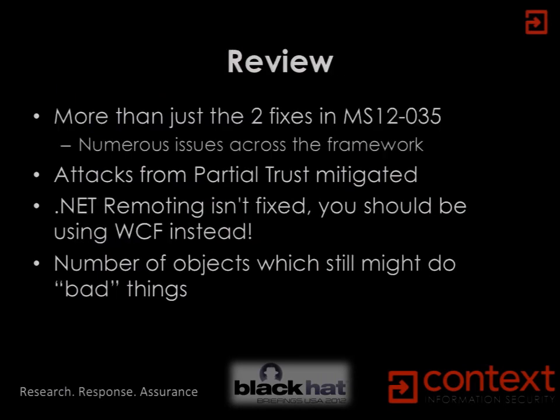So there was a lot more to the bulletin release than was actually just posted in the CVEs. There were only 2 CVEs in it, but there were actually quite a few different fixes implemented in that bulletin release. Now, attacks from partial trust code have been mitigated, but .NET remoting is still something which potentially you could attack if you found the right system. And there's still a number of objects which, if you could get them deserialized, would do something potentially nasty.